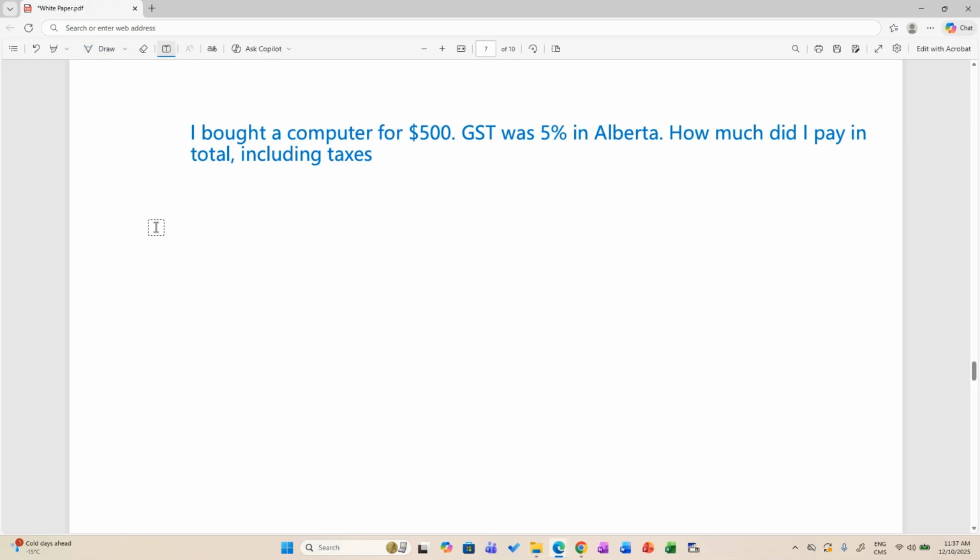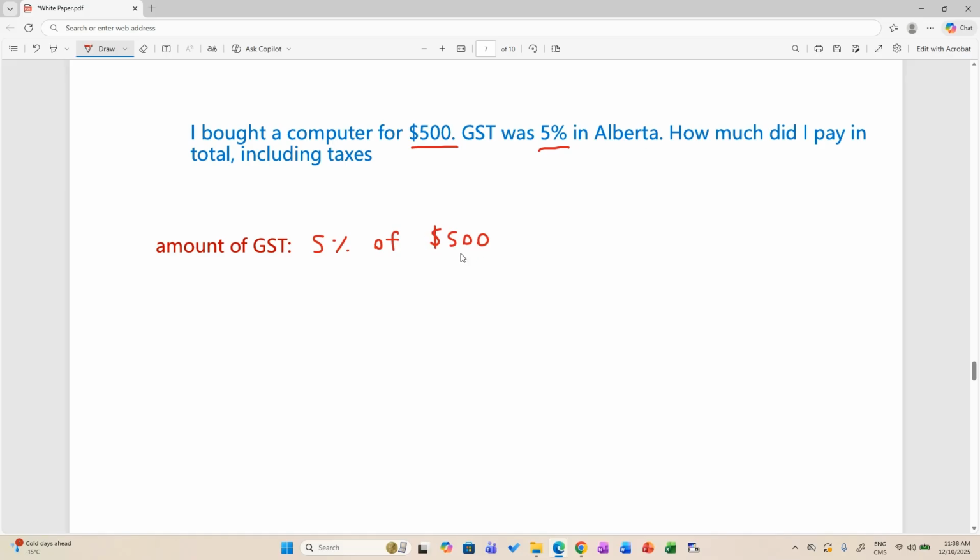Well, let's find out. The first thing we want to find is the amount of GST, right? We want to find that first. So for the amount of GST, we know that GST is 5%. And we know we're looking for 5% of 500. Hence, the amount of GST is simply 5% of $500.